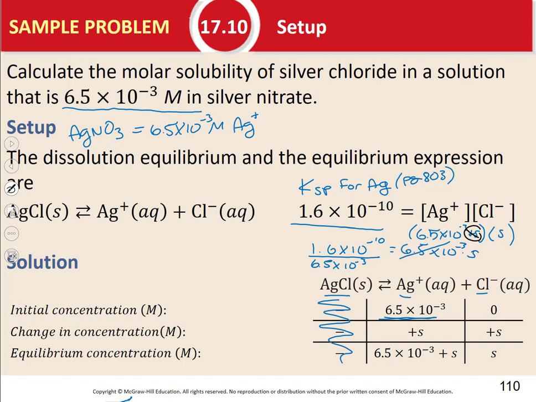Okay, 2.5 times 10 to the negative 8. It's equal to S. Where did that 6.5 times 10 to the negative 10 come from? From that number right there? Oh, yeah. I thought it was 10.